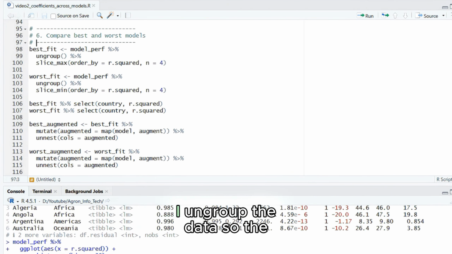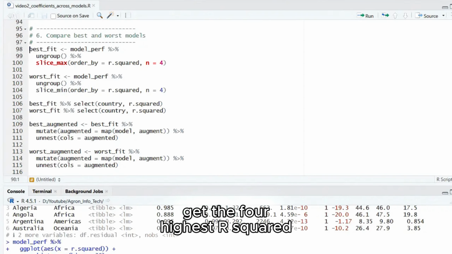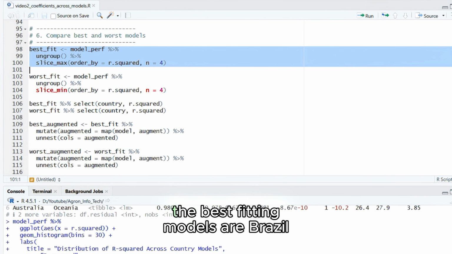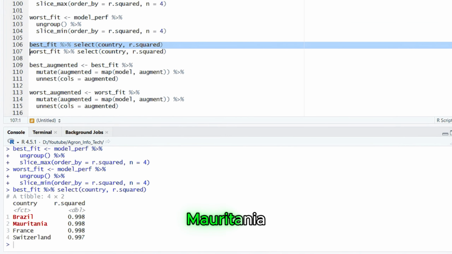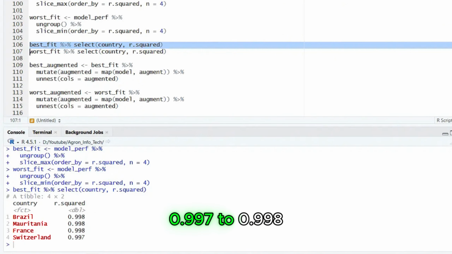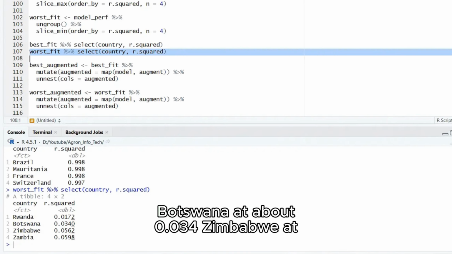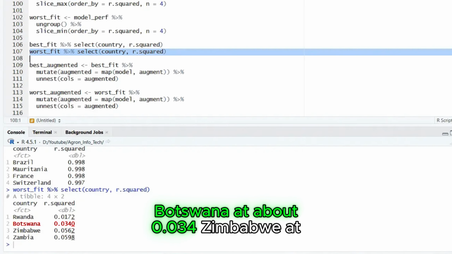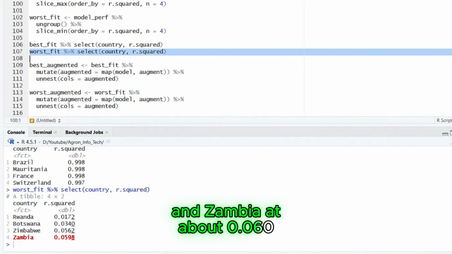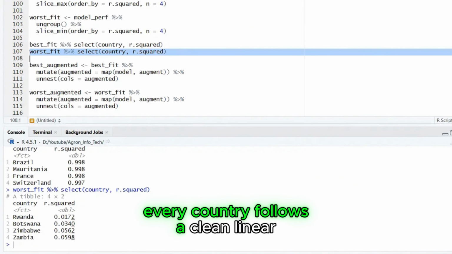Before selecting them, I ungroup the data so the ranking works across all countries. Then I use slice_max to get the 4 highest R² values and slice_min to get the 4 lowest. The best fitting models are Brazil, Mauritania, France, and Switzerland, all with R² values around 0.997 to 0.998. The worst fitting models are Rwanda at about 0.017, Botswana at about 0.034, Zimbabwe at about 0.056, and Zambia at about 0.060. That difference is huge, and it tells us that not every country follows a clean linear trend.